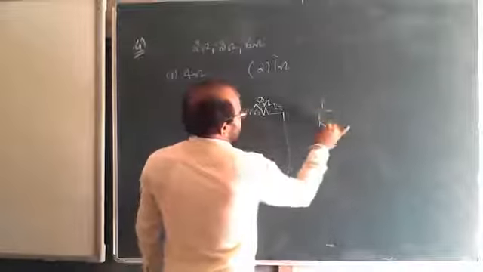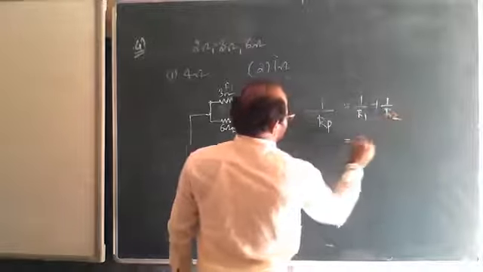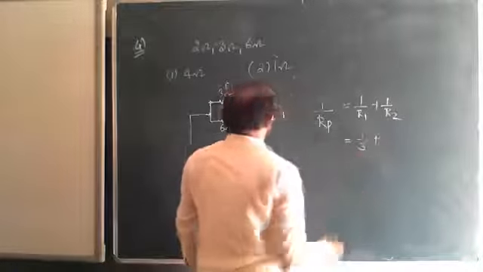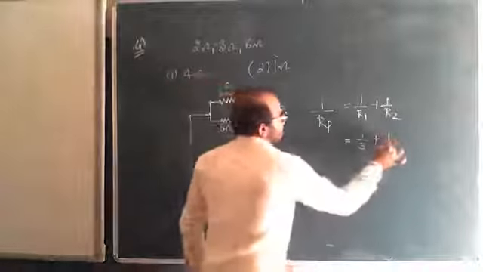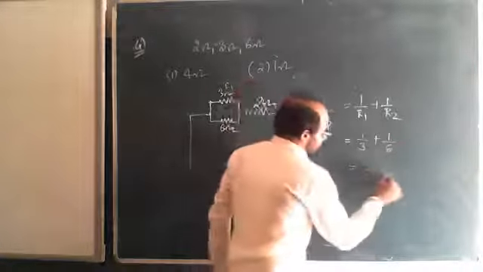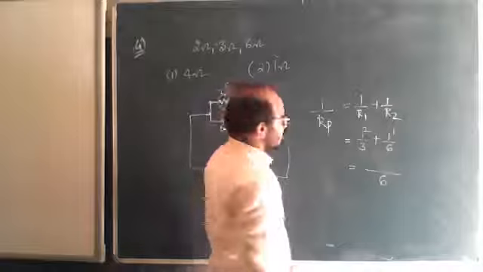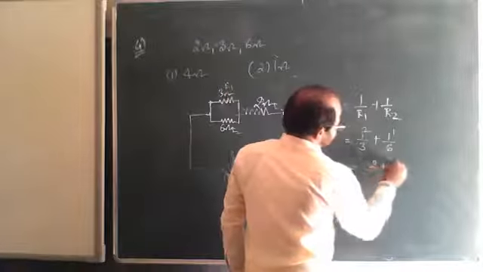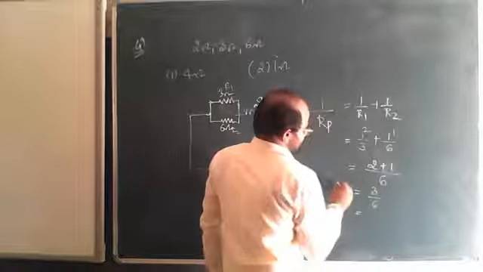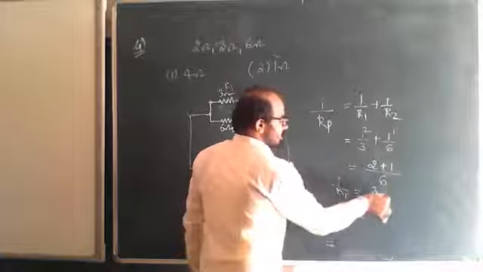So 1 by Rp is equal to 1 by R1 plus 1 by R2. What is 1 by R1 here? 1 by 3 plus 1 by R2, 1 by 6. So what is the LCM of 3 and 6? 6. 6 ones are 6, 3 twos are 6. So 1 twos are 2, 1 ones are 1. 2 plus 1, 3, 3 by 6. That is 1 by Rp equal to 3 by 6. If I want Rp, this 6 will come upper side.